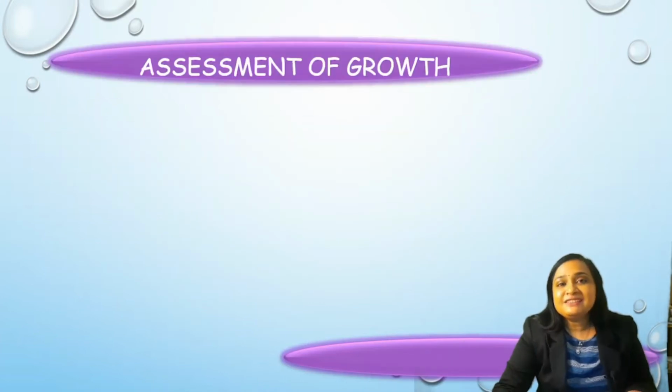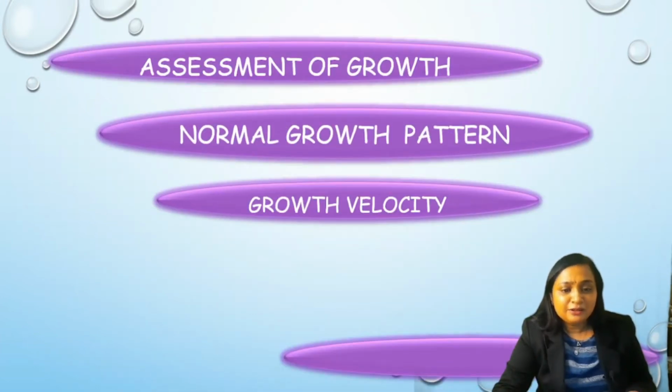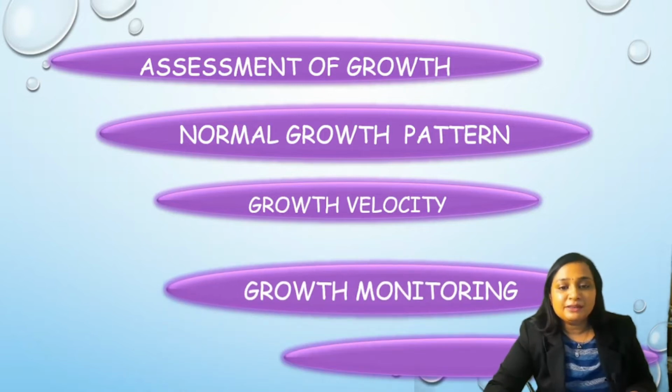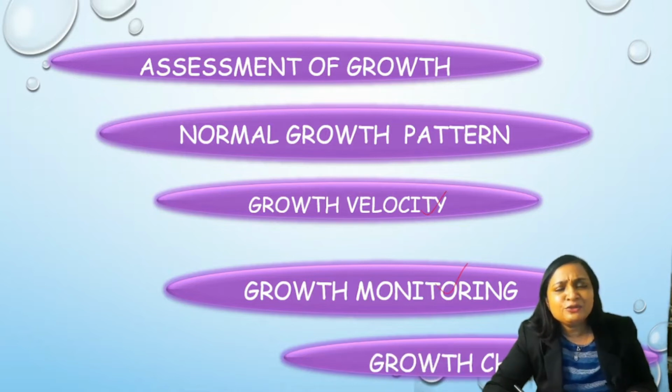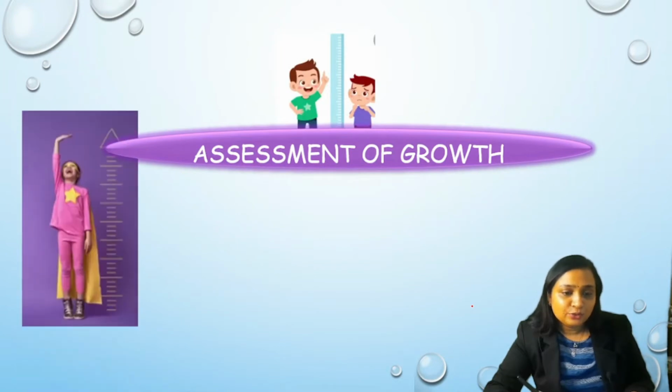For ease of understanding, I have divided this part 2 into a few parts. Part 1 will be assessment of growth, part 2 will be the normal growth pattern, part 3 will be growth velocity, and part 4 will be growth monitoring, with a few words on the growth chart. So let's start with part 1, that is assessment of growth.